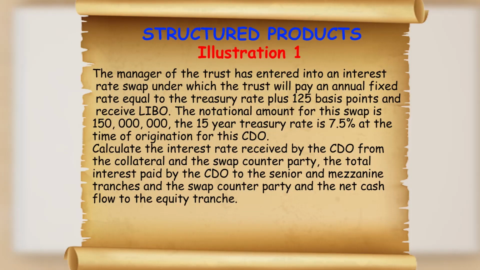Calculate the interest received by the CDO from the collateral and the swap counterparty, the total interest paid by the CDO to the senior and mezzanine tranches and the swap counterparty, and the net cash flow to the equity tranche. Now, we need to break down this question so that we can understand, as I had explained, the mechanics of how to create an arbitrage-driven CDO.